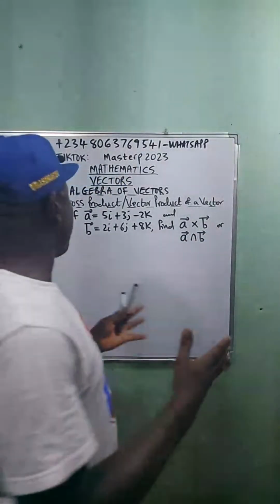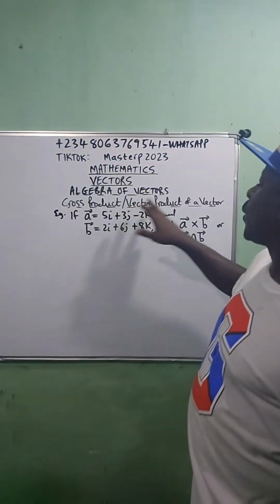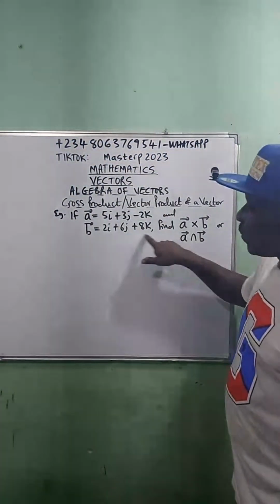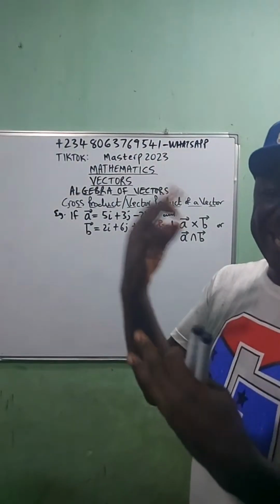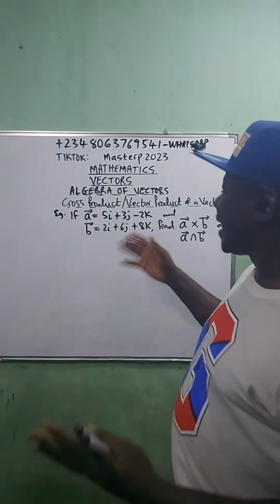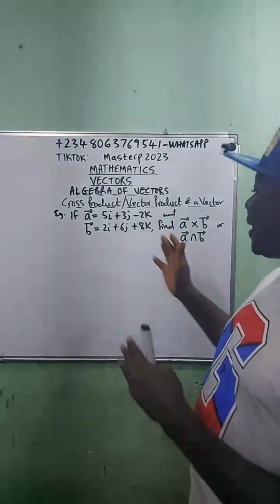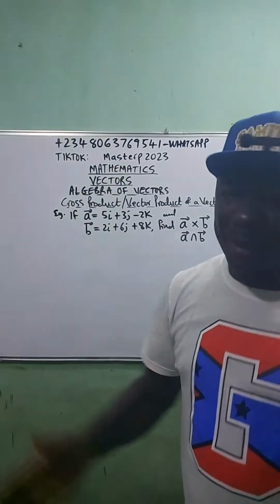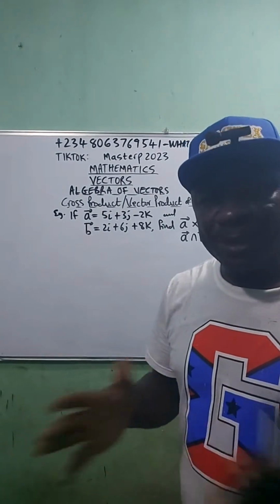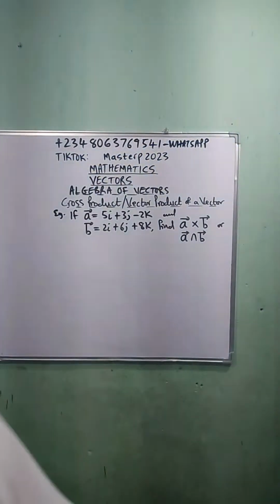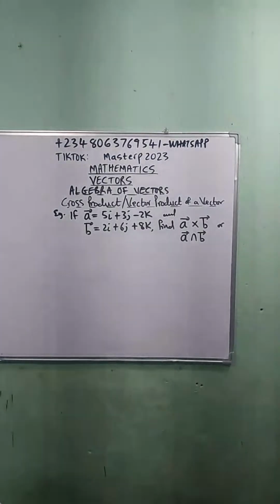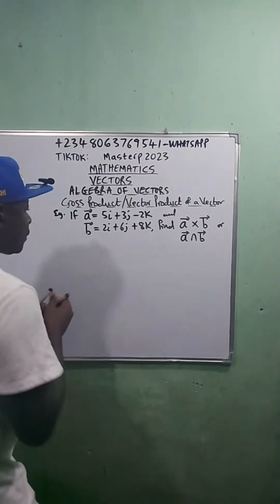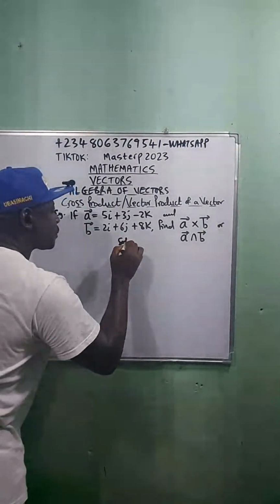The best way, remember, cross product or vector product, that means at the end, the answer will be of this form. The answer will also have the i, j, and k components, because those i, j, and k are the unit vectors. And the best way of doing this is using the determinant method of a matrix. Yes, that's the best way of doing it. So, solution.